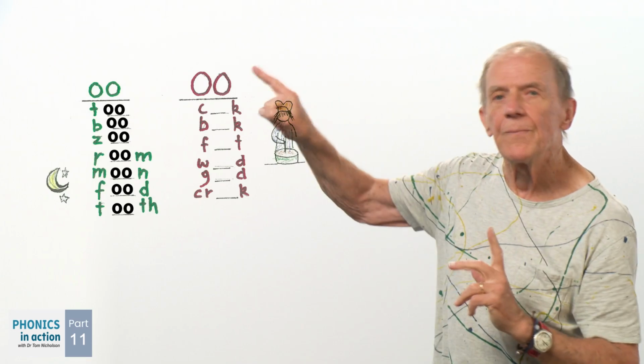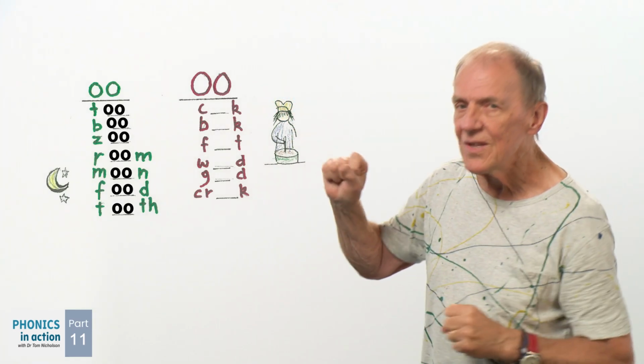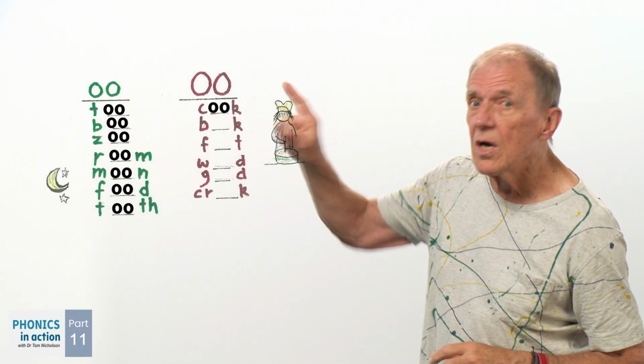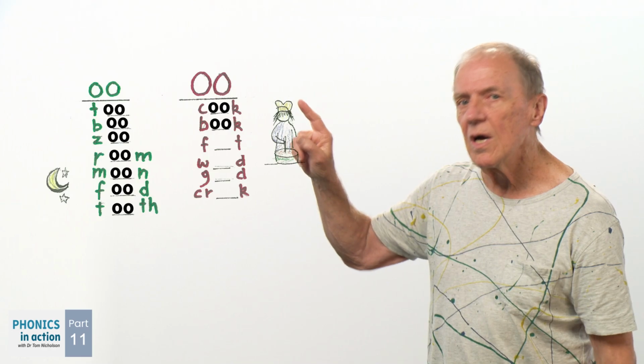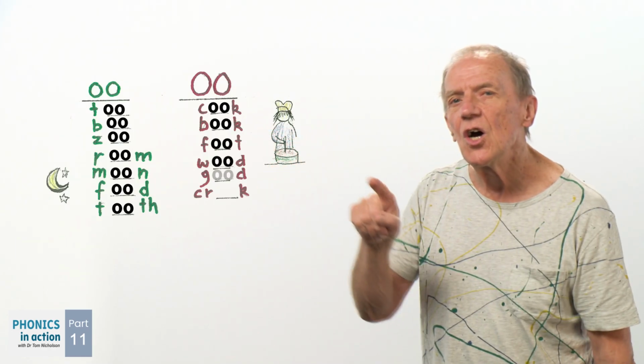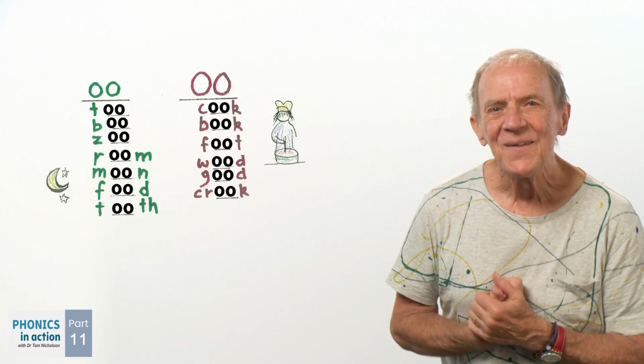Now let's look at the second column on the chart. Now look at where I point. The picture of the cook is a clue to the o sound. Now I'll read the words. Cook, hook, foot, wood, good, crook.